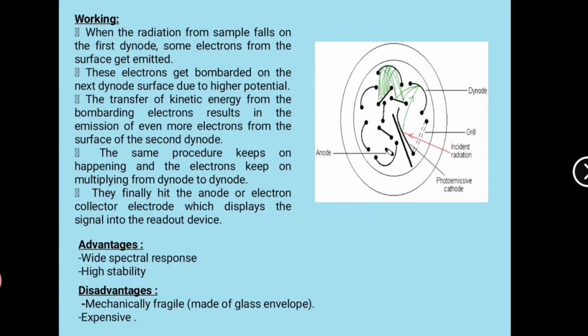Working. When the radiation from the sample falls on the cathode, the cathode emits electrons onto the first dynode. The first dynode receives electrons, and some electrons from its surface get emitted. These electrons get bombarded on the next dynode surface due to higher potential. The transfer of kinetic energy from the bombarding electrons results in the emission of even more electrons from the surface of the second dynode. The same procedure keeps on happening and the electrons keep on multiplying from dynode to dynode. They finally hit the anode or electron collector electrode, which displays the signal on the readout device.